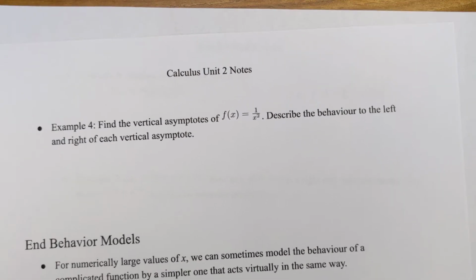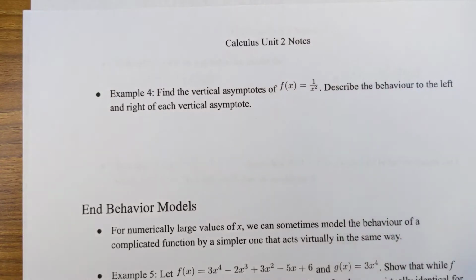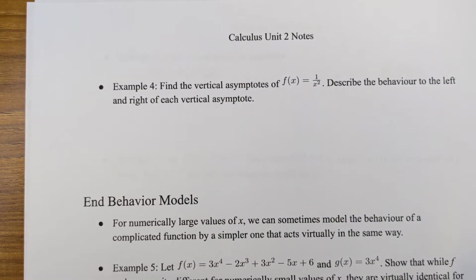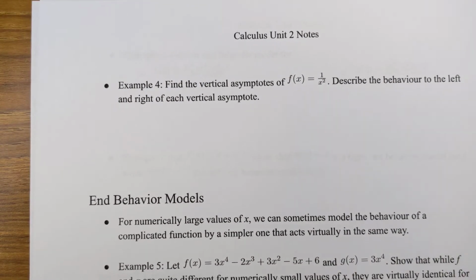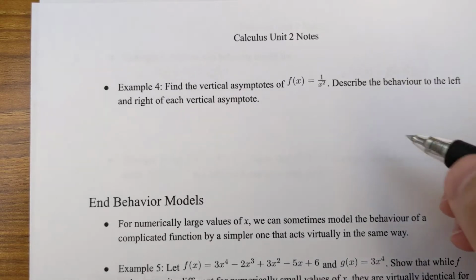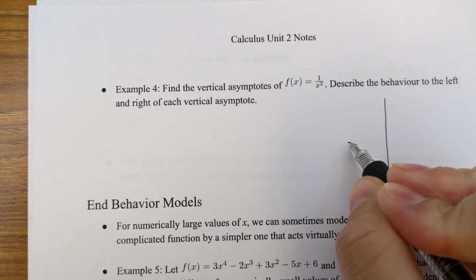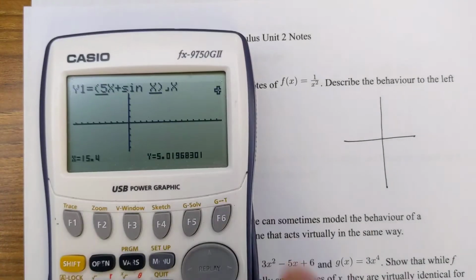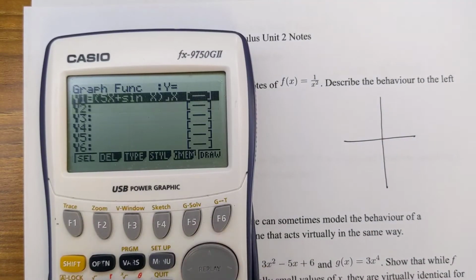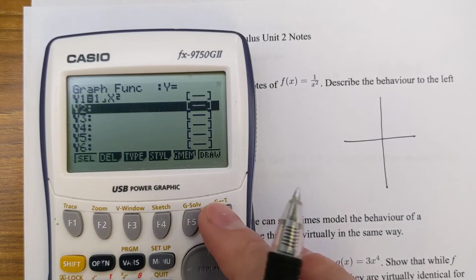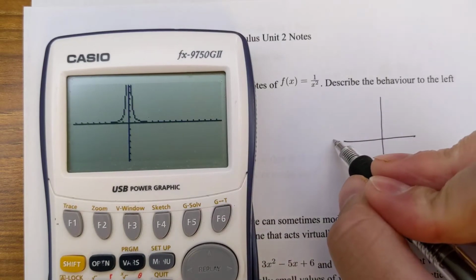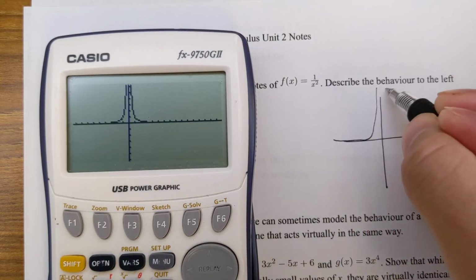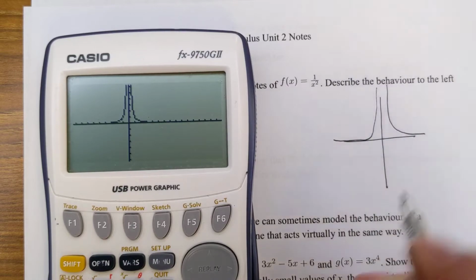Okay, so example 4 here: find the vertical asymptotes of f of x equals 1 over x squared, and describe the behavior to the left and right of each vertical asymptote. We'll sketch the graph real fast. So 1 over x squared looks like this. It does that and that.